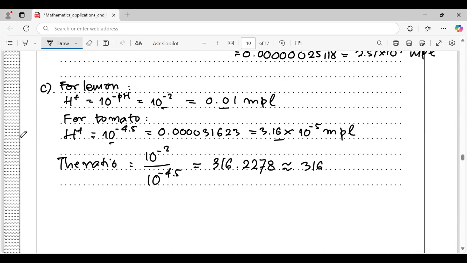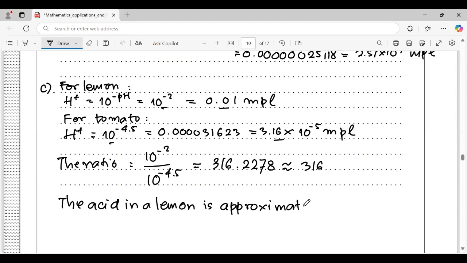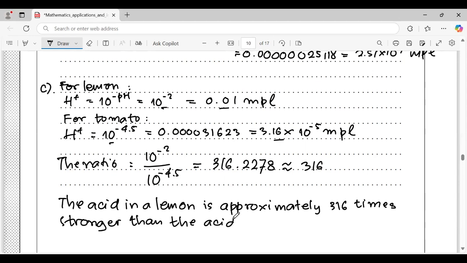So we can say that the acid in a lemon is approximately 316 times stronger than the acid in a tomato. That one.